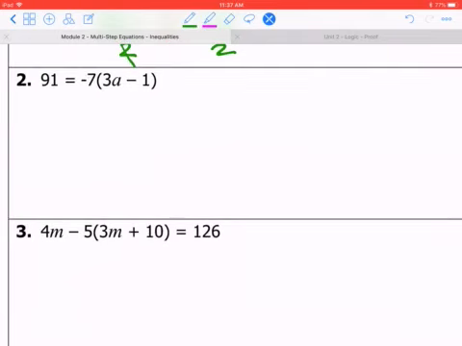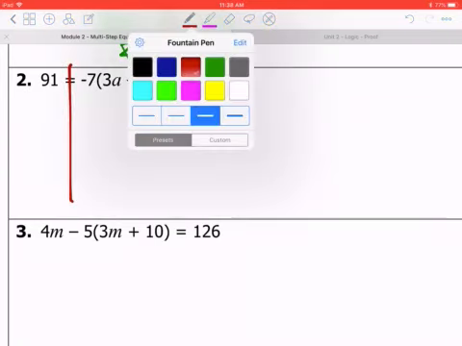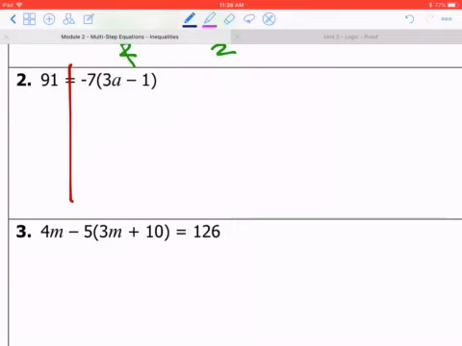Let's look at number 2. All right, first thing we're going to do is divide my equation so that I can know. And now step 1 is to look for a distributive property. In this one, I do have distributive property. This negative 7 needs to be multiplied. So I'm going to work that out first.